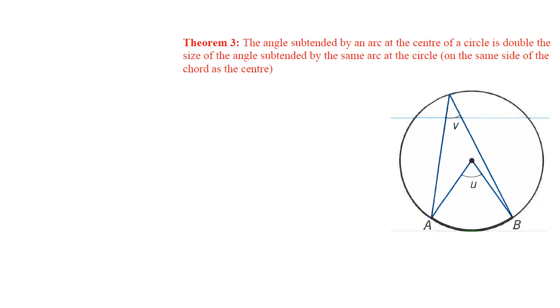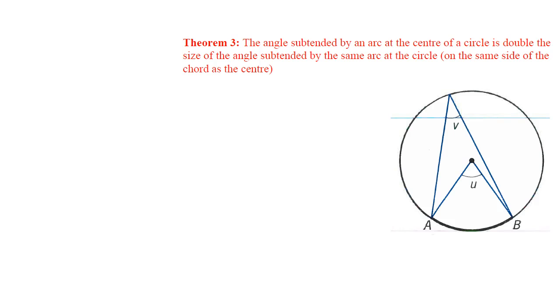In this video, I will be discussing Theorem 3. It says, the angle subtended by an arc at the center of a circle is double the size of the angle subtended by the same arc at the circle on the same side of the chord as the center.